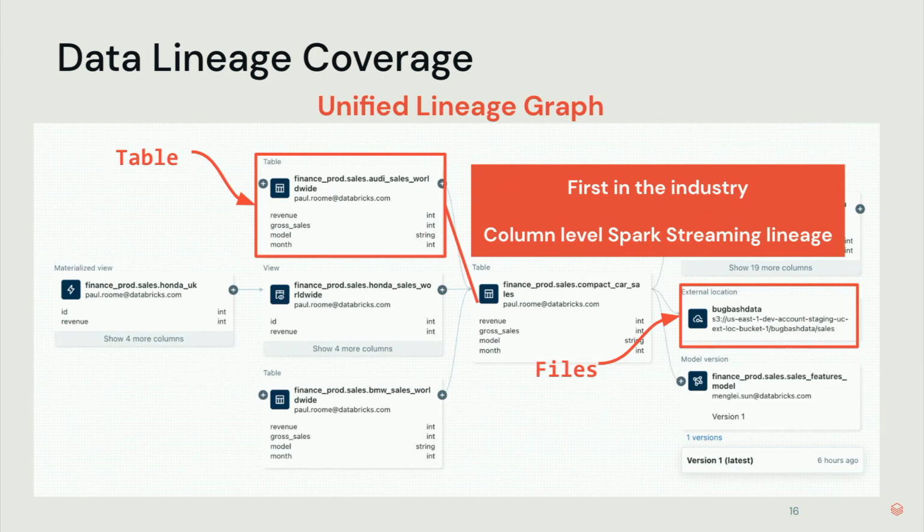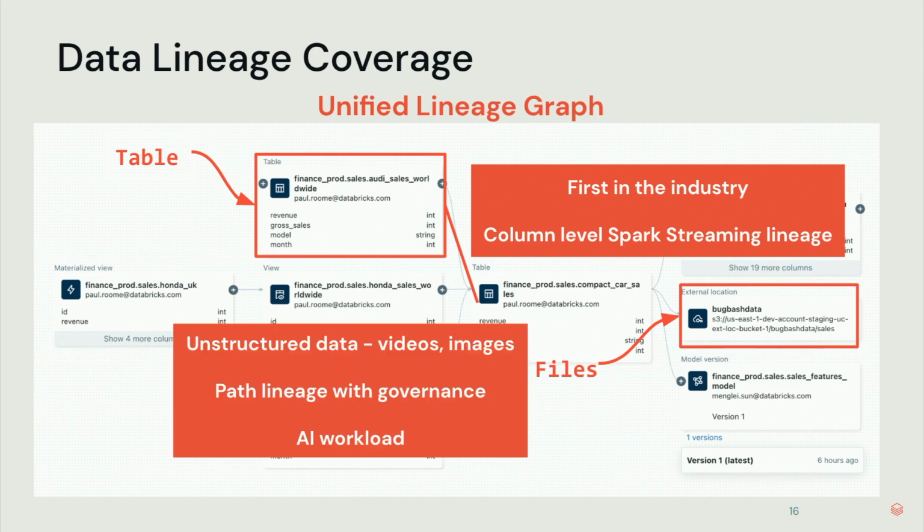Keep the ball rolling. File. Data can be written to files. As a data and AI company, we are trying to do the best for tables as well as files. The videos, images, but file lineage tends to be messy, and this is a known tough problem in the industry. Now, we're able to support path lineage with fine-grained access control governed by Unity Catalog, via volumes and external locations. It's a great way to capture your AI workload.